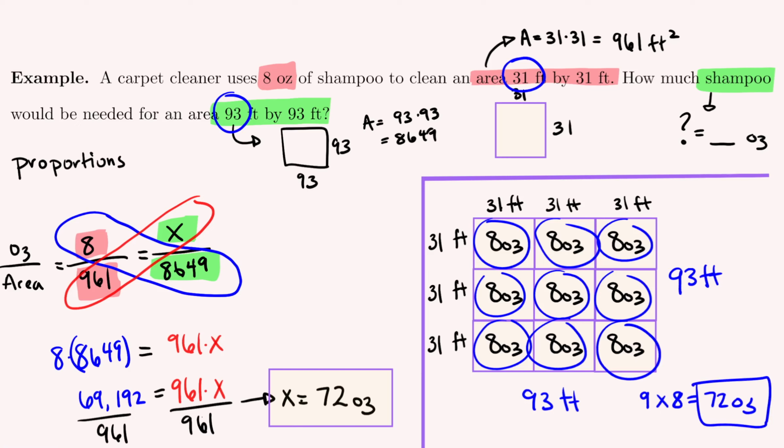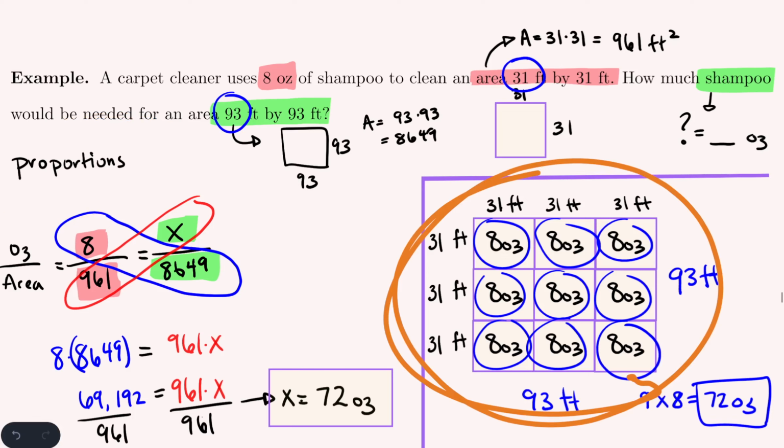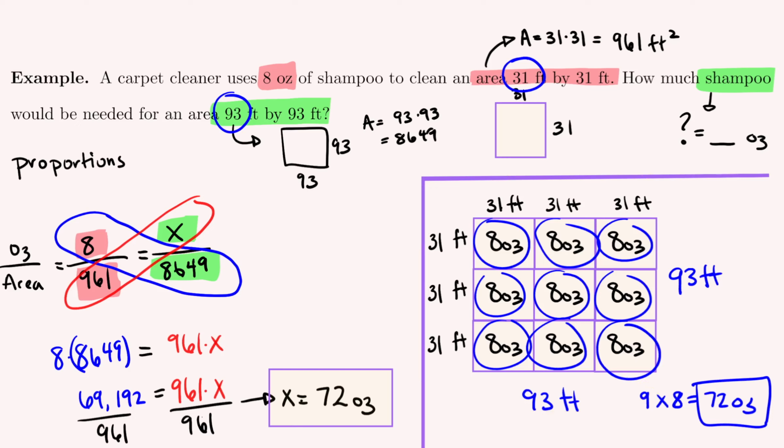So our next example is related to this idea. And as in this example, you could solve it either by using proportions, or if you prefer, this method of seeing how could I expand out the piece that I understand, the 31 by 31 foot square using 8 ounces, how could I extrapolate that out to fit the 93 by 93 foot?